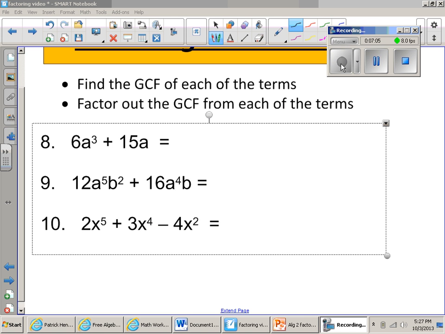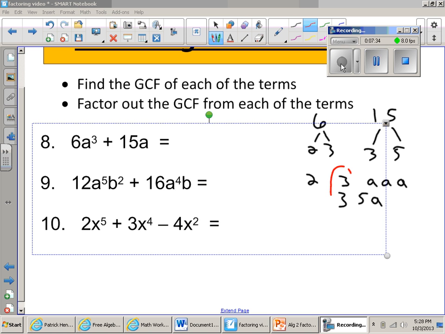So I need to tree 6: 2 times 3. I need to tree 15: 3 times 5. So now I write my prime factorization. A cubed is A A A. 15A is 3 and 5A. Now, what's the GCF? How do I find it? Circle what's in common with both rows. So my GCF is 3A.